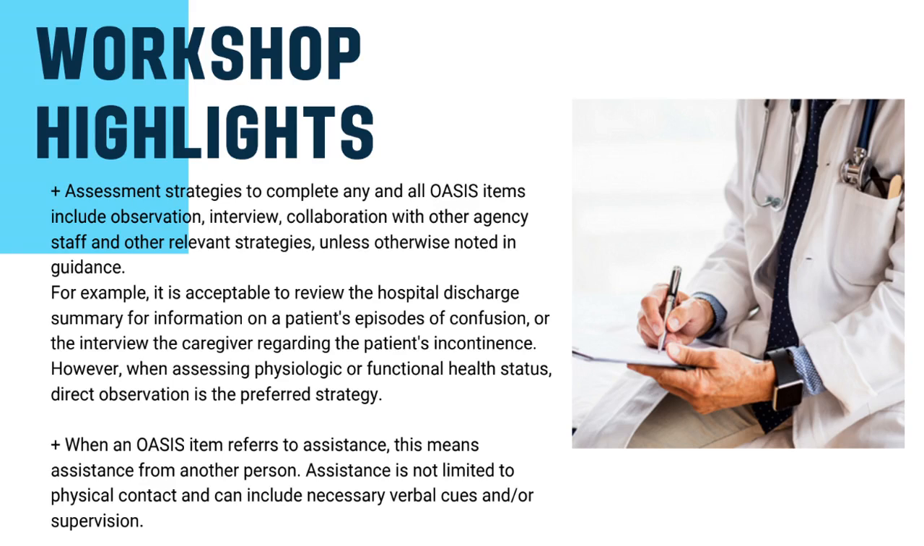These instructions are included in item guidance for the relevant OASIS items. Assessment strategies to complete any and all OASIS items include observation, interview, collaboration with other agency staff, and other relevant strategies, unless otherwise noted in the guidance manual. For example, it is acceptable to review the hospital discharge summary for information on a patient's episodes of confusion, or to interview the caregiver regarding the patient's incontinence. However, when assessing physiologic or functional health status, direct observation is the preferred strategy.